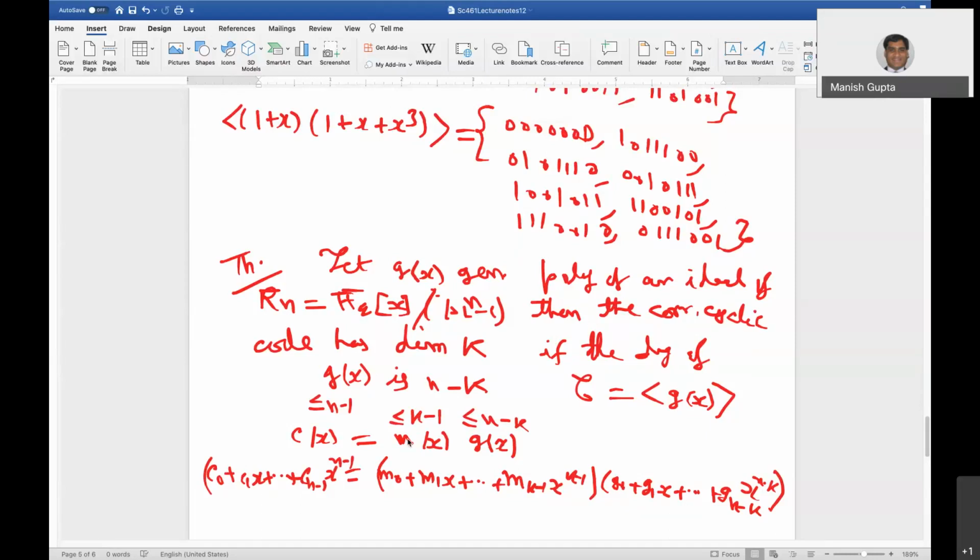So how do we encode? For this cyclic code, take the message bits m0, m1, m2, dot dot dot m(k minus 1), and convert them into a message polynomial m0 plus m1 x plus m2 x squared plus dot dot dot plus m(k minus 1) x raised to k minus 1. Multiply it with g(x), which is of degree n minus k. So the result will have degree at most n minus 1. And this is how you get the corresponding degrees.